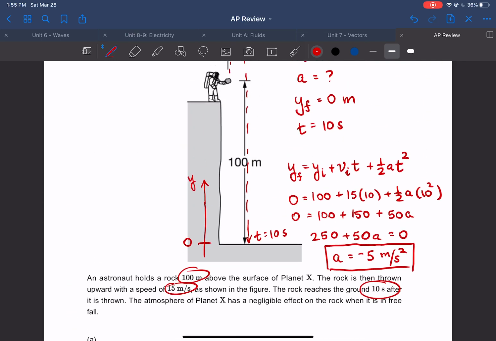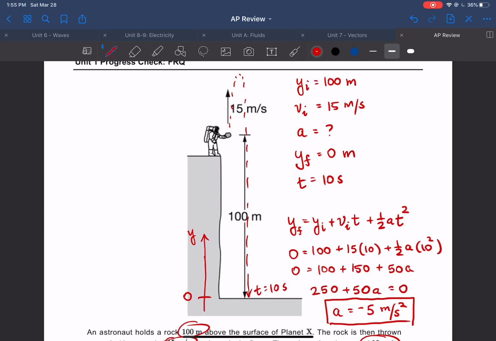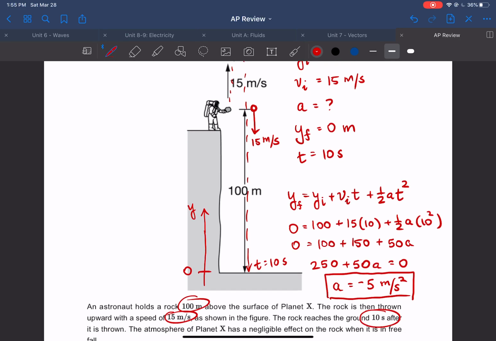As a general rule, anytime something is thrown up into the air, it's always going to return to its original height with the same speed, but in the opposite direction. So when this rock comes back down to the height it was thrown from, it's going to be traveling 15 meters per second downward, and then it's going to continue gaining speed in the downward direction, so it's going to land with a greater speed, and you could use that as part of your justification as well.